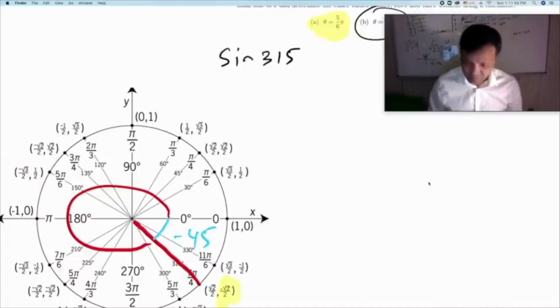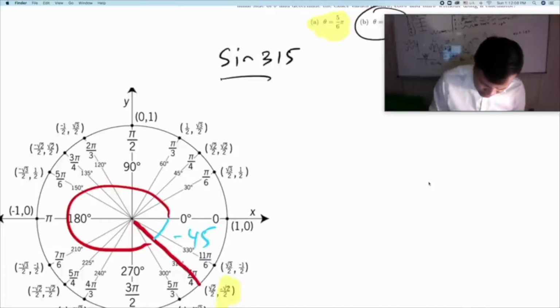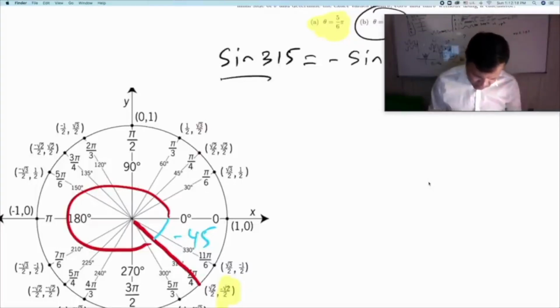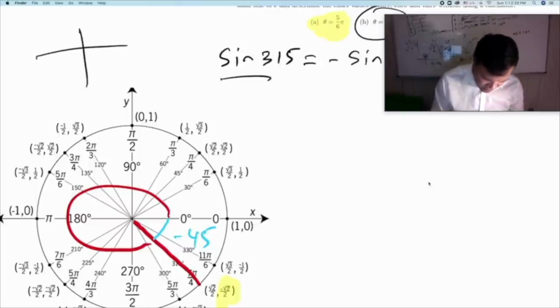But hey, what if you don't have access to the unit circle? Then you have to use the right triangle. So let's turn it into a right triangle. Sine 315 is equal to negative sine 45 degree. Why negative sine 45 degree? Because this is in the fourth quadrant, and in the fourth quadrant cosine is positive but sine is negative.